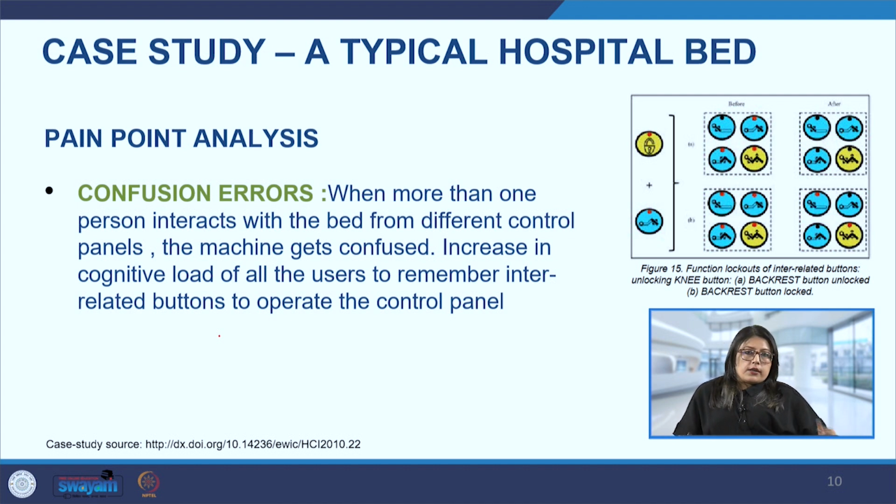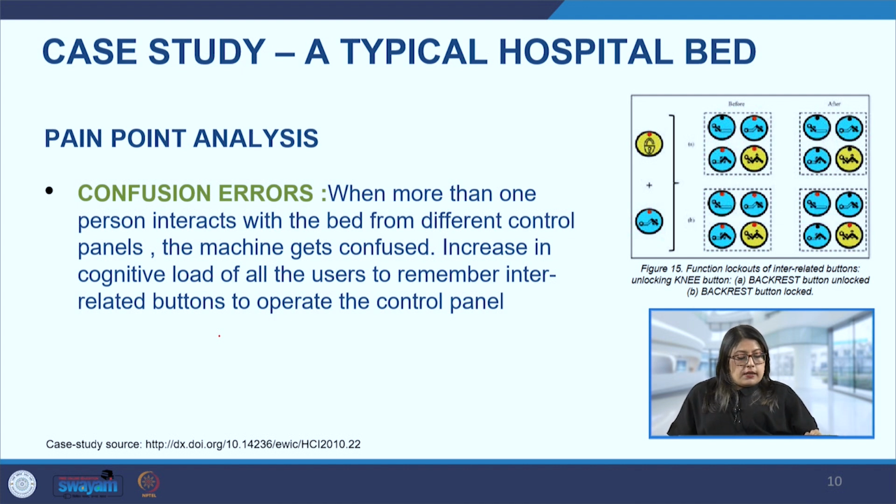So let us take a look at this example here in figure 15. We can see that there are two scenarios. On top there is a yellow button which has a lock, and below that we have an image of the bed, which is for the backrest. This image is telling us about the interrelated buttons and how they were causing confusion before and after. On the left, in squares A and B, is the before situation, and on the other side, the after A and B is the situation after the improvement.